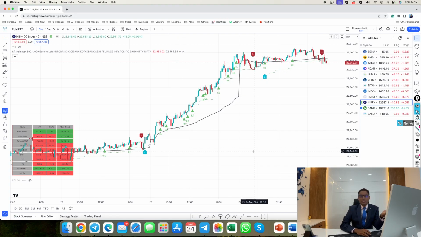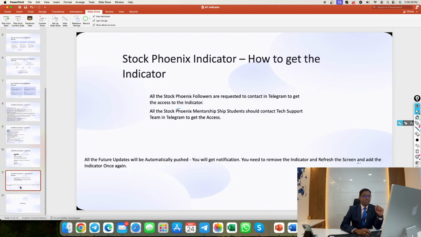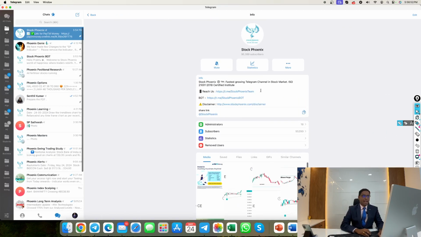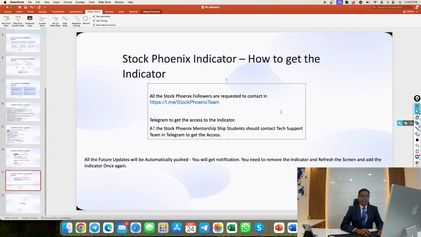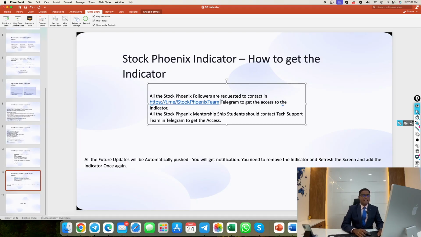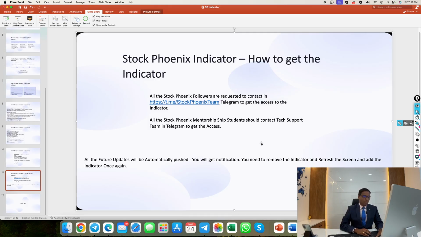Second thing is, how do we get this indicator? Now this indicator is given, it can be accessed on free TradingView, for all the students who are following us. You can reach us on this Telegram ID. Okay, I'll be putting it in the description as well. Reach this Telegram ID and we will help you get access to the indicator. Of course, certain conditions are there. It is given to the students. And for the Stockfonics mentorship students, reach the tech support team. They will enable access for you, right?